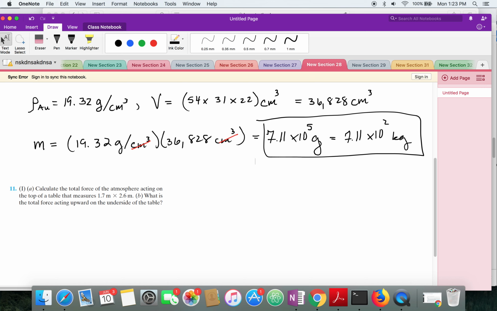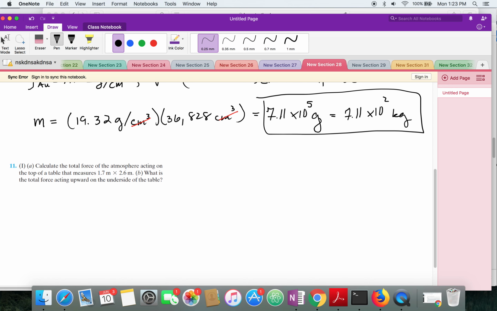Here they want you to calculate the total force of the atmosphere acting on a tabletop with these dimensions. The idea is that we have some rectangular surface, sort of like this. Let's assume it's pretty thin, almost like a piece of paper. It does have depth, but we don't have to worry about that. We know the dimensions are going to be 1.7 over here, and we'll call this 2.6 meters.